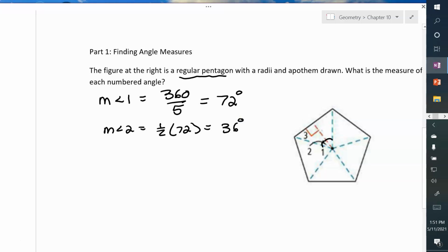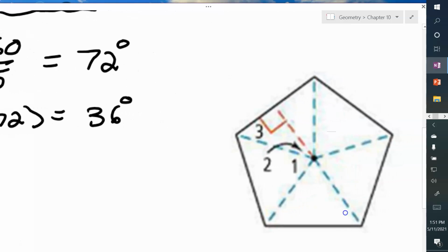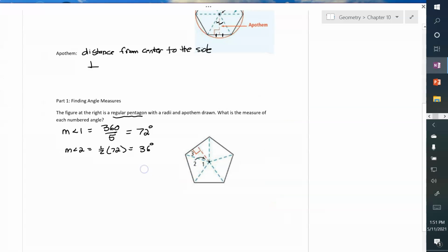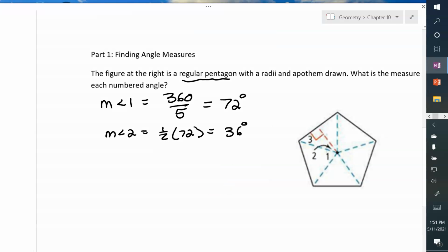And then the last thing to look at is the measure of angle 3. I'm going to zoom in so you can see this. We have a triangle here. Angle 2 is at the top with 36 degrees. We have a right angle marked. So to get angle 3, I'm going to use the triangle sum theorem. So the measure of angle 3 is going to be 180 minus the 36 from angle 2 minus the 90 that was marked. So the measure of angle 3 is 54 degrees.